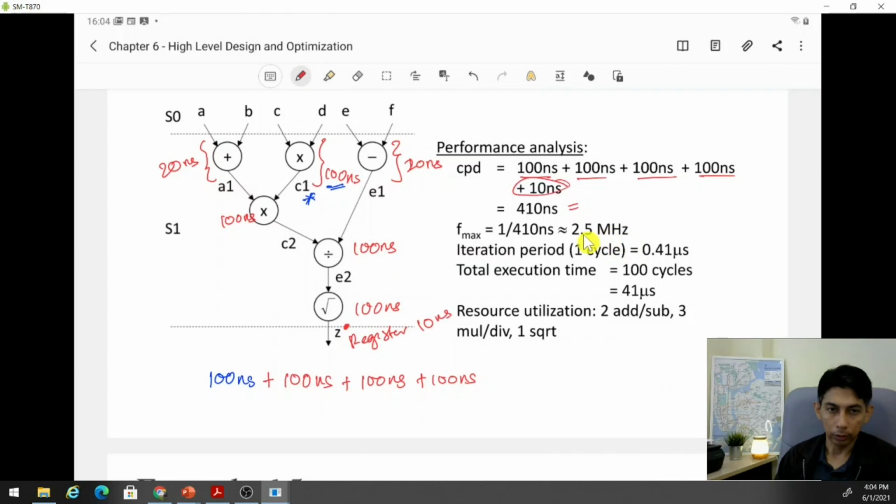Right. So remember, you need to add 30% for safety margin, but without the 30% safety margin, the Fmax is 2.5 megahertz. Right. Iteration period, so one cycle. This is the iteration period, only one cycle. Right, so which is 0.41 microsecond or 410 nanoseconds. All right, so this is the iteration period, right? Because one iteration here takes 410 nanoseconds. So iteration period is 0.41 microsecond or 410 nanoseconds. All right, the same one.